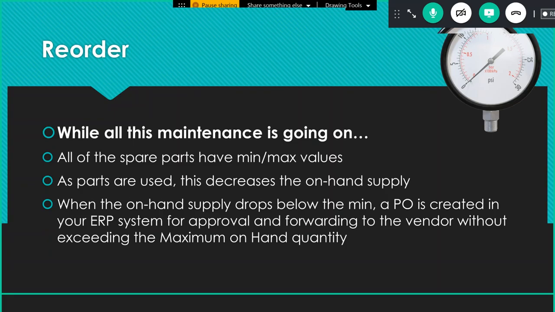And so all spare parts have min-max values within the warehouse they're located in. And so as parts are used, no surprise, it decreases the on-hand supply. When the on-hand supply drops below the minimum, a PO is created and sent to your ERP system, either for approval or for forwarding to the vendor, depending on how the workflow goes. But in that entire time, it's making sure that we don't buy more than what the max on hand is supposed to be. We want to make sure that we don't have a lot of dollars tied up in parts that we don't need immediately. And so we want to make sure that we have that right balance of having what we need when we need it, but not sitting on too much and having money tied up in that area.